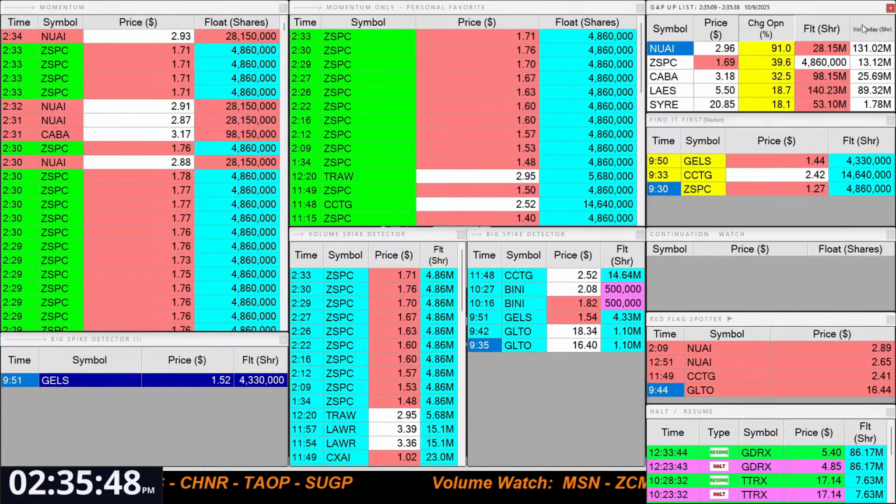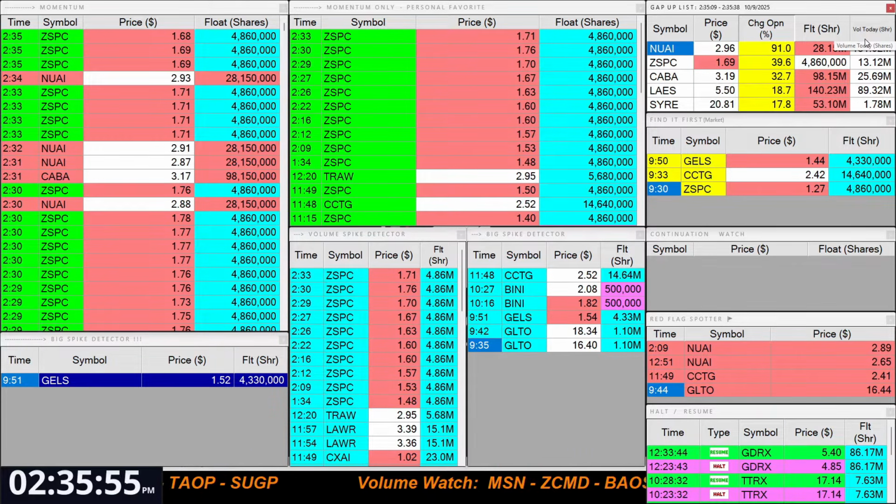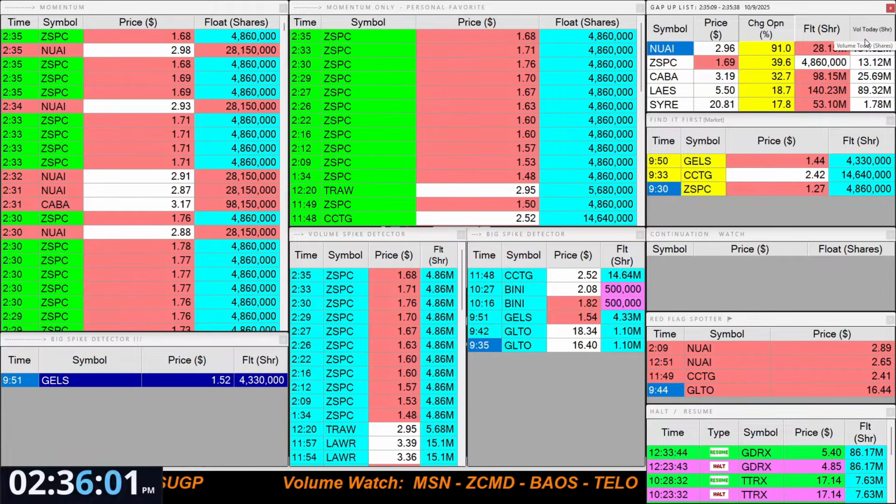ZSPC, you can see that. You can see the float size here. You can see the volume as well. That's going to be very important for me because I want to see, okay, does it have volume or is it just something that's gapping up with no volume? Sometimes that can be like an acquisition or something that's not really tradable for me. So very important for me. That's the gap up list.